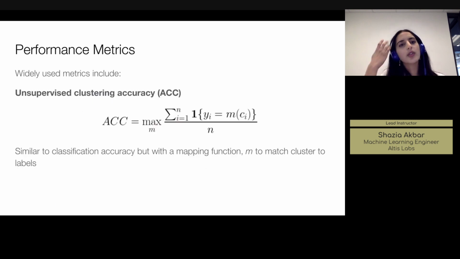The other thing I want to mention before we get into the details of deep clustering is performance metrics, because when we're clustering, we don't really have a way of measuring how well we're doing.